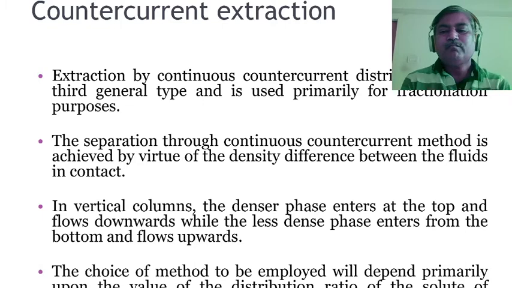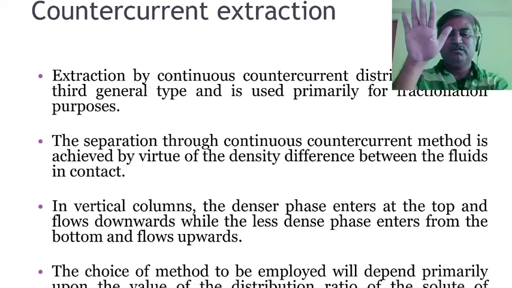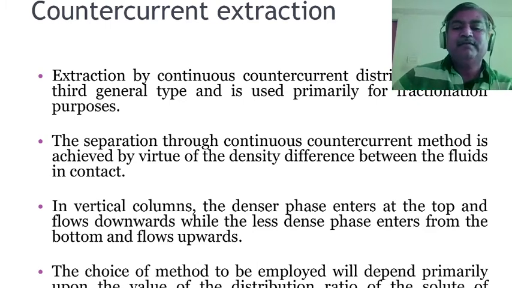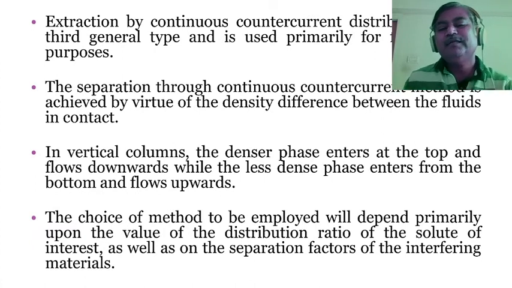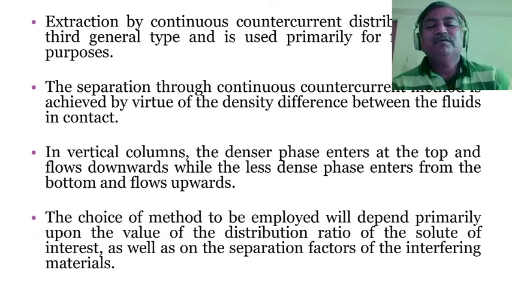Then in vertical columns, the denser phase enters at the top and flows downwards, while the less dense phase enters from the bottom and flows in an upward direction. Means in the countercurrent method, for the two solutes we have to separate, one phase has higher density and the other has lower density. In vertical columns, the denser phase enters at the top of the column and the less dense phase enters from the bottom and moves upward. So in the countercurrent method, two phases continuously come in contact with each other.